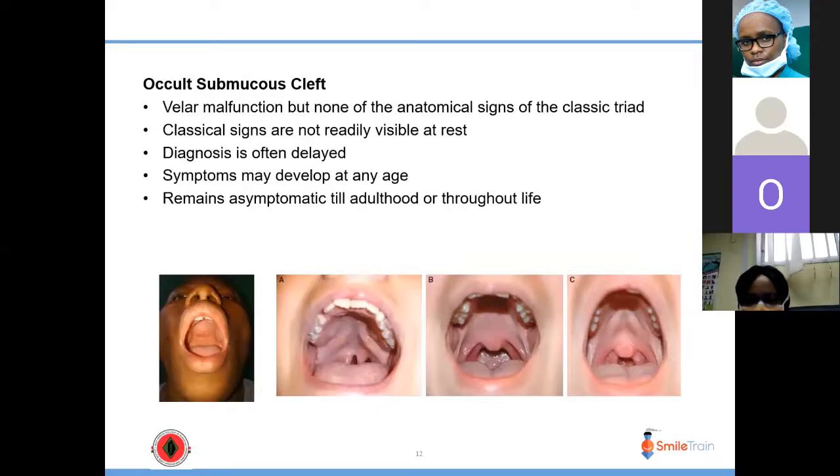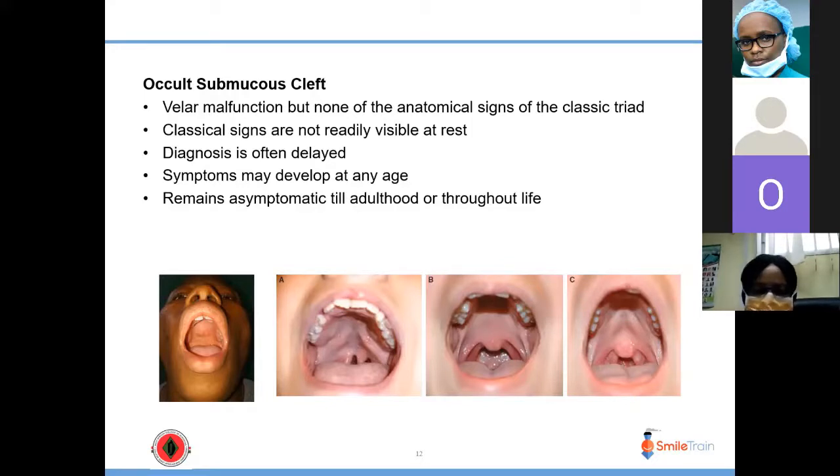the occult type. This type occurs in individuals where the anatomic structure will appear as if it is normal, but usually the classical signs are not really visible at first. The patient will exhibit some features of velopharyngeal dysfunction. That means the patient will not be able to speak well, but when you look inside the mouth, you will not be able to see any visible anomaly. And it can be diagnosed when the patient actually opens the mouth and you ask her to say, ha.